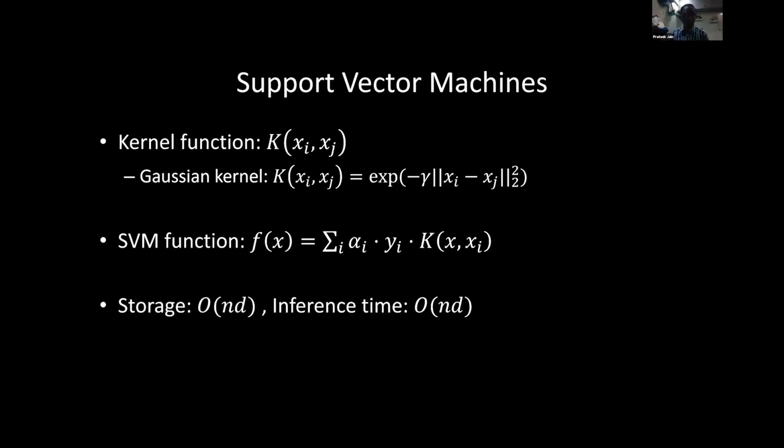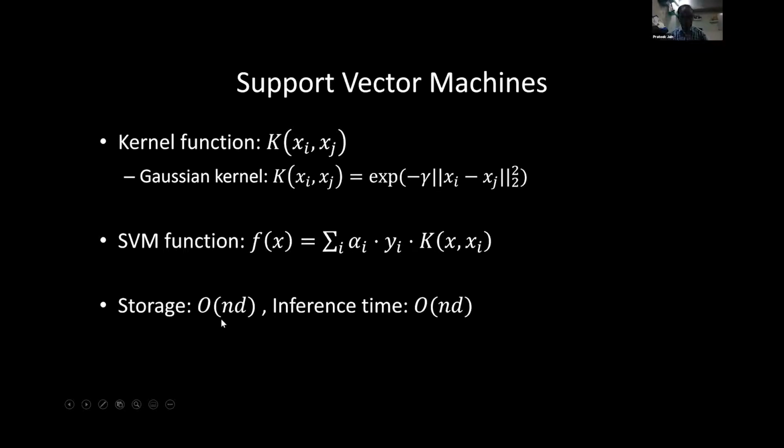Well, the issue was that the storage as well as inference time for the support vector machine methods was extremely large. That is, you need to store order ND bits to even compute this function. N is the number of points here, and D is the dimensionality, right? N is the number of training points.